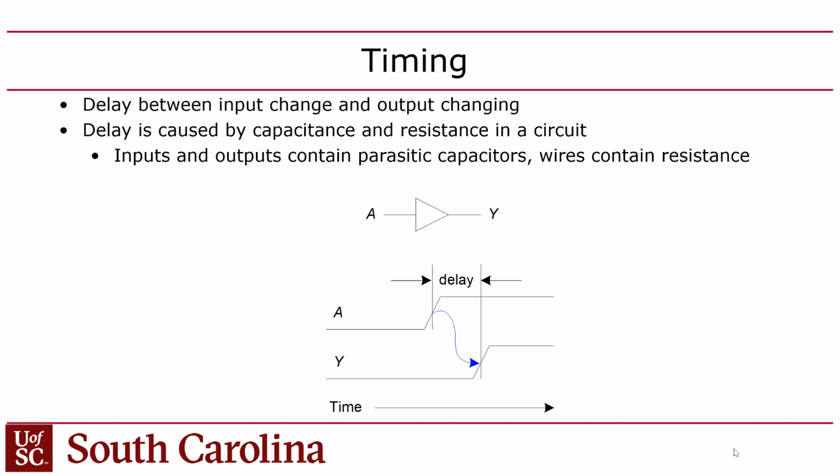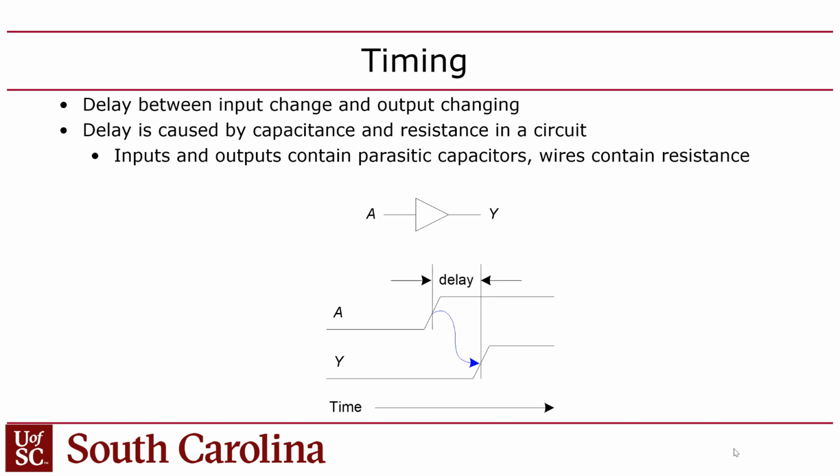So what happens in reality is that, for example, if this is a buffer where A is the input, Y is the output, and this is just an identity function, then when A goes from a value of 0 to 1, Y will also go from 0 to 1, but there will be a delay, right?